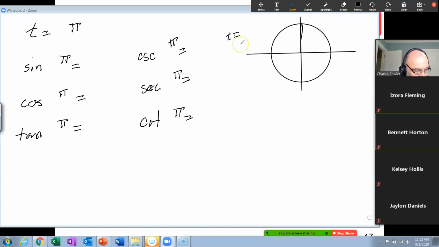Okay. This time we're doing t is equal to pi. That's what I have up here. Well, where in the world does t equal pi? Remember, all the way around the circle is 2 pi, so halfway around is pi. Here's t is equal to pi right there. That's the angle or the real number t equal pi. Well, what are your coordinates?